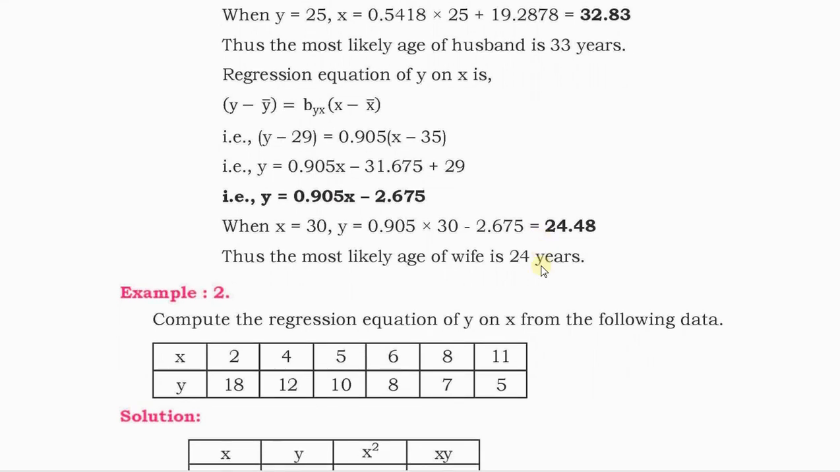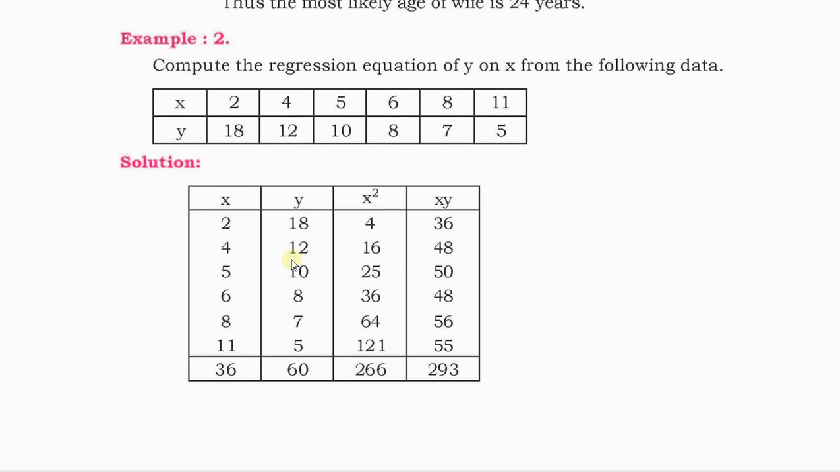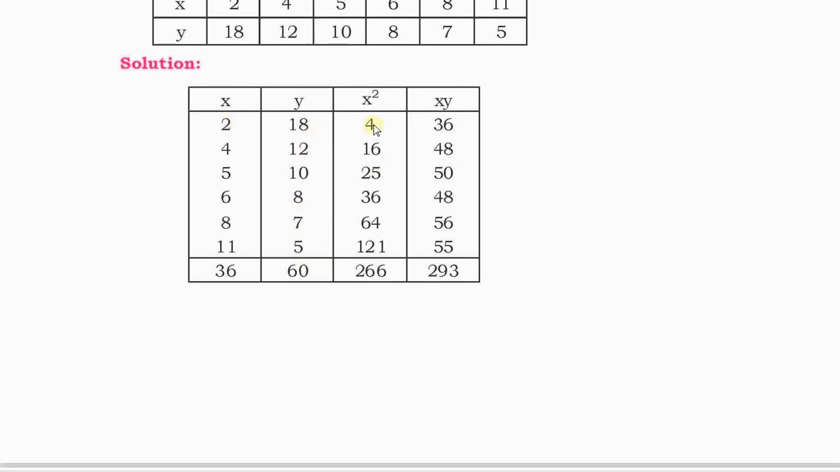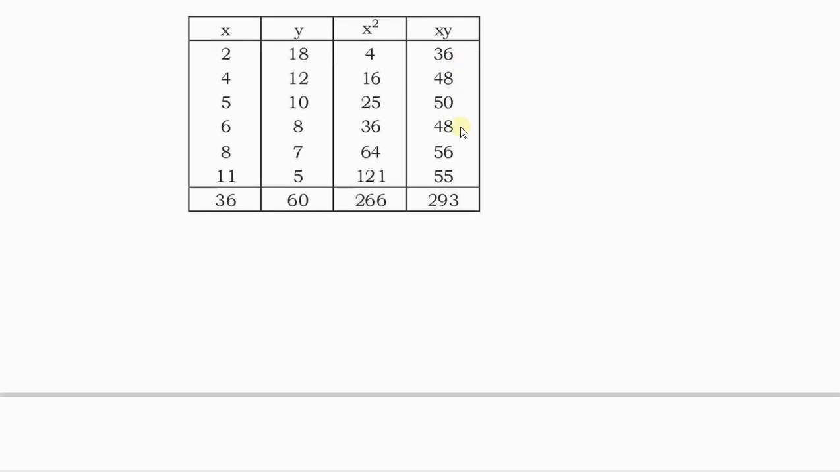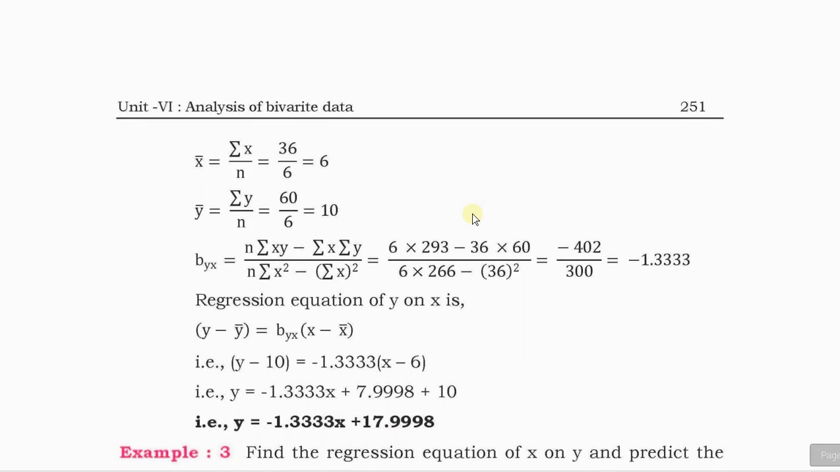Okay. In some questions, they might also not ask to fit both equations. They might just ask you to fit only one equation, which in this case is only y on x. So here we don't need to find all the values, just find x, y, x square and xy, so that they yield the results 36, 60, 266 and 293. So the regression equation for y on x is y minus y bar is equal to byx into x minus x bar, where byx will be given by n into summation of xy minus summation of x into summation of y divided by n into summation of x square minus summation of x whole square.